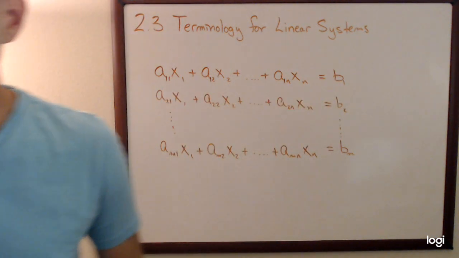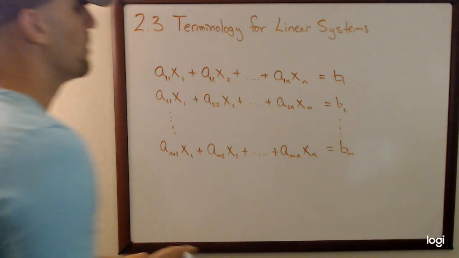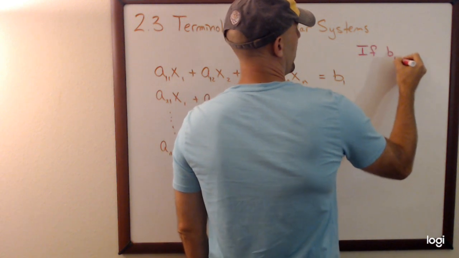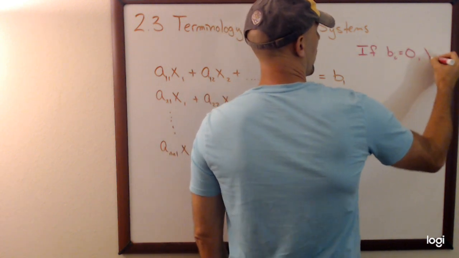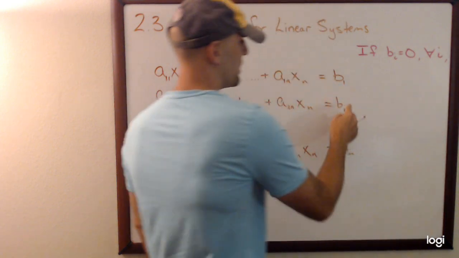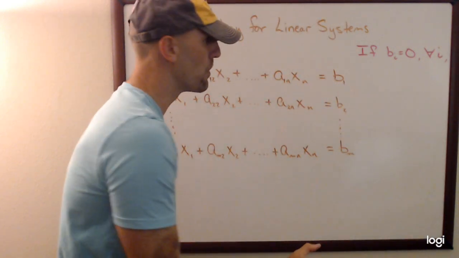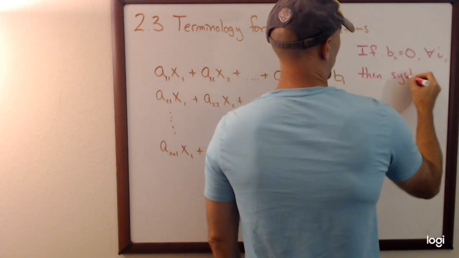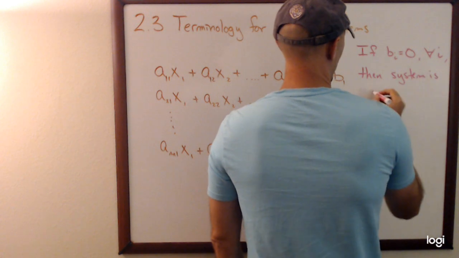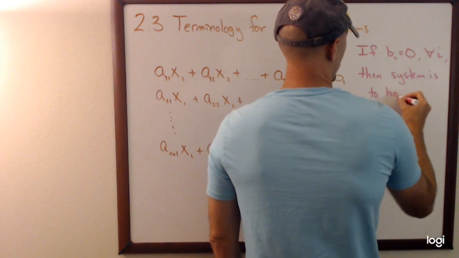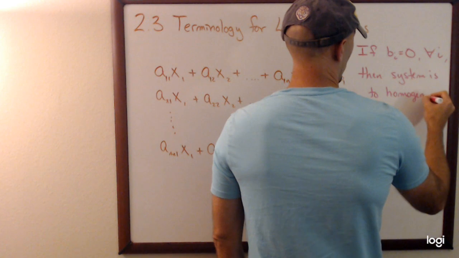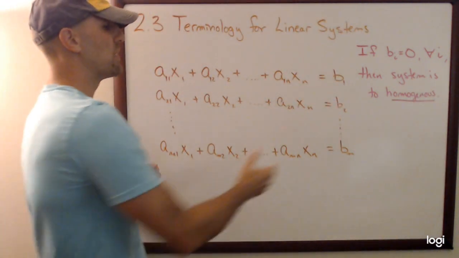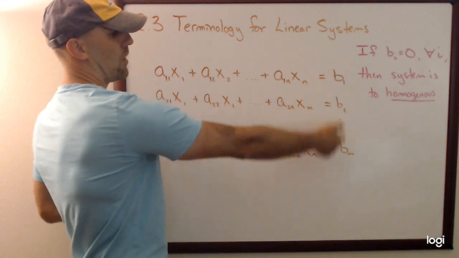Okay. And if b sub I equals 0 for every I, so that is if every one of these constants is 0, then the system itself is said to be homogeneous. Okay, it's said to be homogeneous, right? So homogeneous just means that all the constants here, all the constants there are 0.